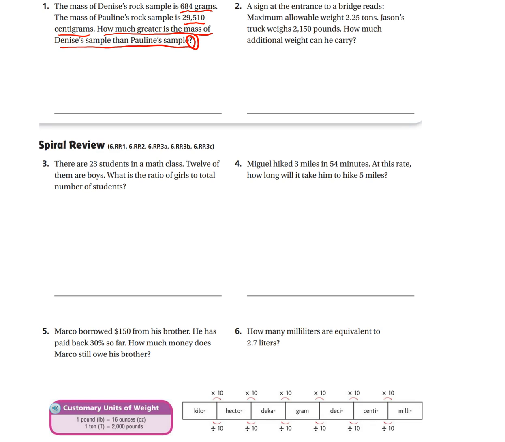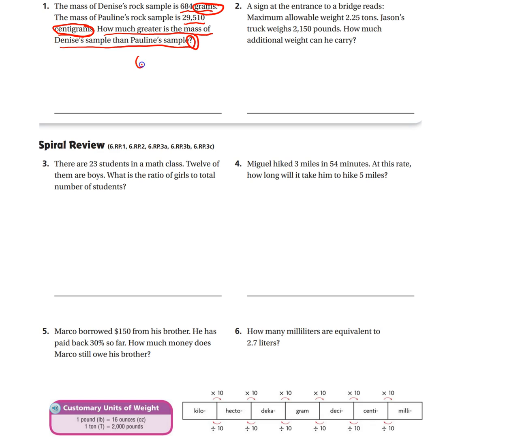Okay, so they don't tell you what to change this to. When they don't tell you, you get to pick, but I recommend not picking just anything. I recommend picking one of the two that they've already given you. So either change them both to grams or change them both to centigrams. That way you only need to change one number instead of changing two. So I'm going to change them both to grams.